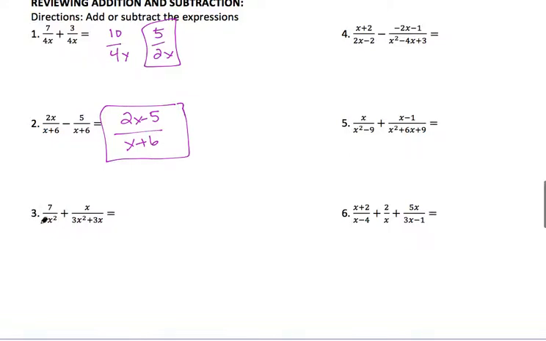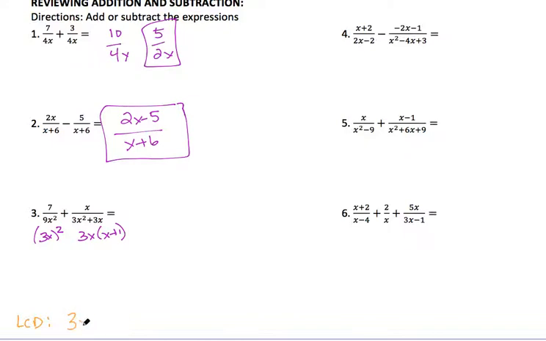All right, here I need to do some factoring. This is really 3x quantity squared. This is 3x times x plus 1. The reason I'm factoring is I want to see what common factors there are. And I want to make sure that you write down somewhere what your least common denominator is, okay? That's the first thing that you're going to check as you go through these problems. Do you have the least common denominator right?